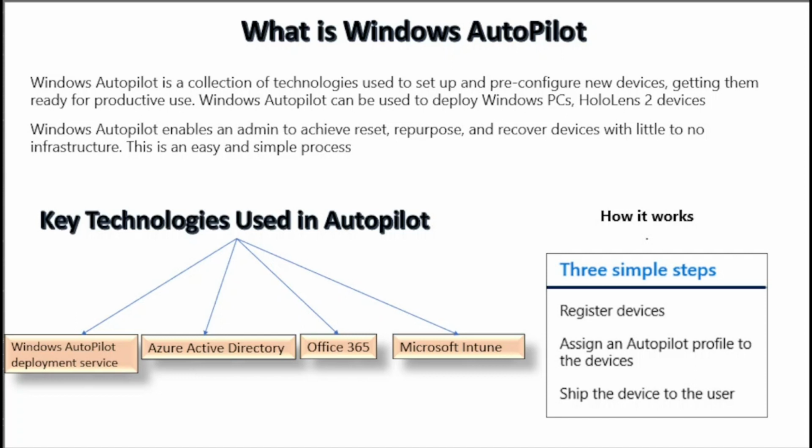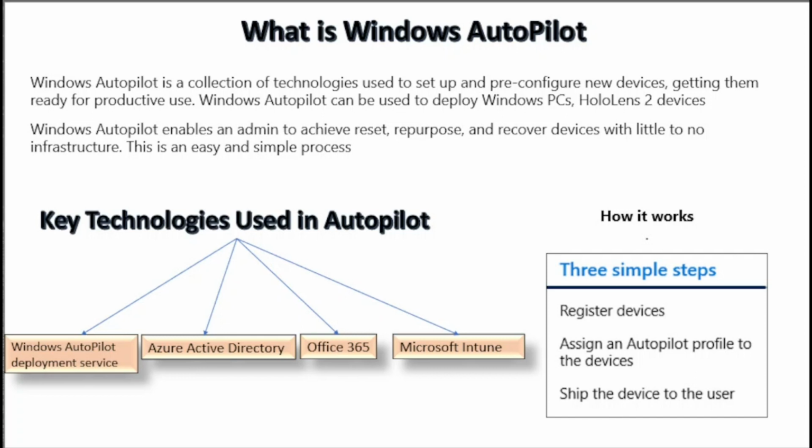The third component is Office 365, which is used for license management and adding a custom domain. The fourth and very important one is the Microsoft Intune console or services, which is used for creating and assigning the deployment profile, configuring the enrollment status page, creating applications, and creating profiles and policies for deployment during Autopilot.